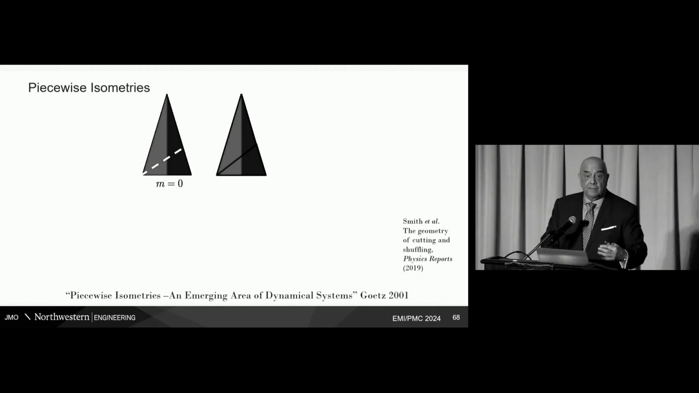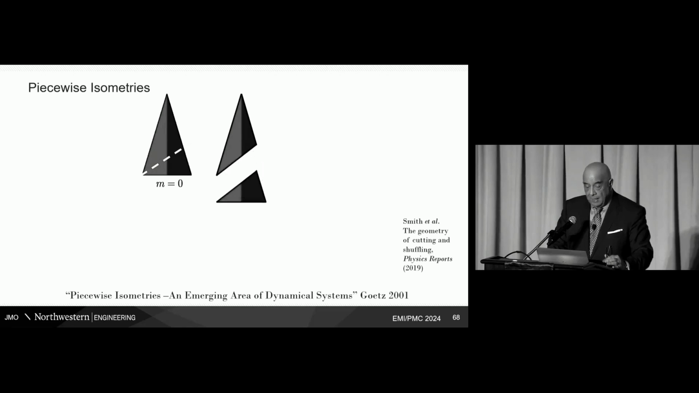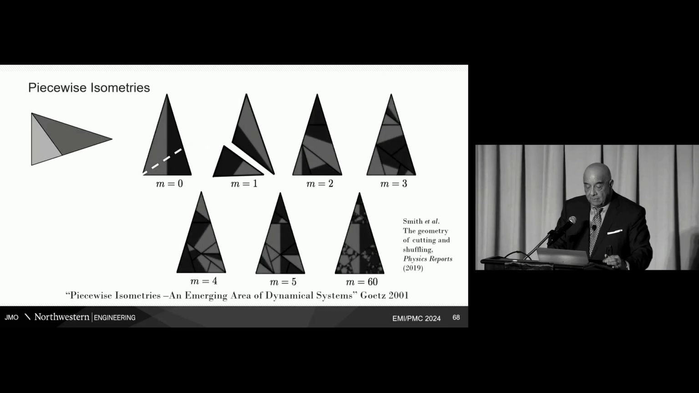These are called piecewise isometries. It's not that many people in math working in this field. And when you do this several times, you start getting pictures like what you see there.